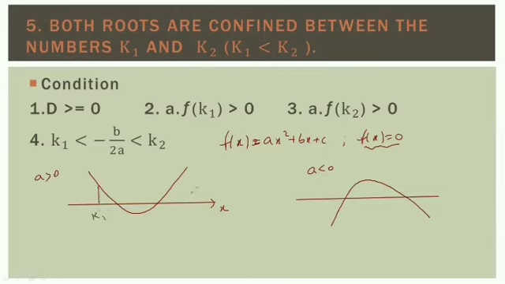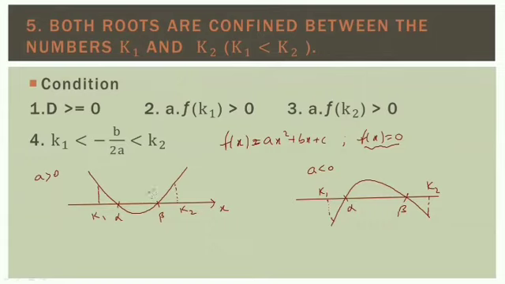That means k1 and k2 are enclosing both the roots. k1 is less than alpha and k2 is greater than beta. So in this case, k1 will be here, this is alpha, beta, and then this is k2. So k1 is less than alpha and k2 is greater than beta, and alpha and beta, both of them, lie in between k1 and k2. This is the meaning of the given statement. Okay, so now we are going to find the condition.